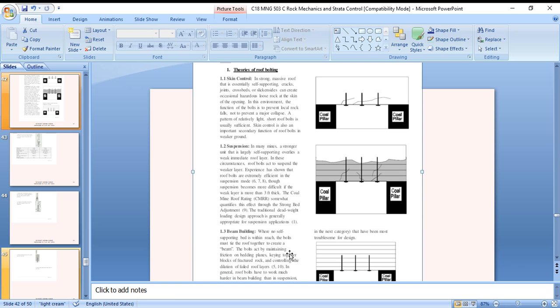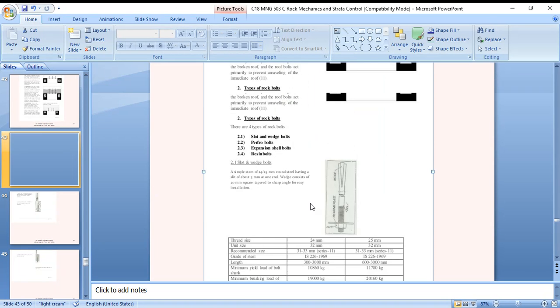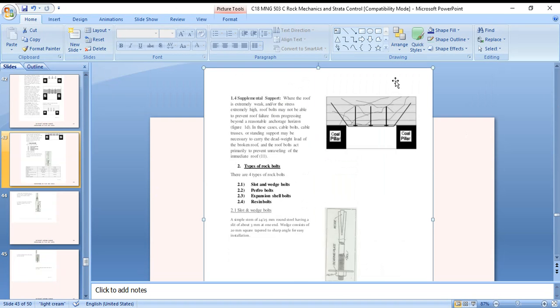Beam building: where no self-supporting bed is within reach, the bolts act by maintaining the friction in bedding planes, keying together blocky fractured rock, and controlling the dilation of the rock. These three are the generalized principles as far as roof bolting is concerned. This is the anchoring, another method. Suspension supports.